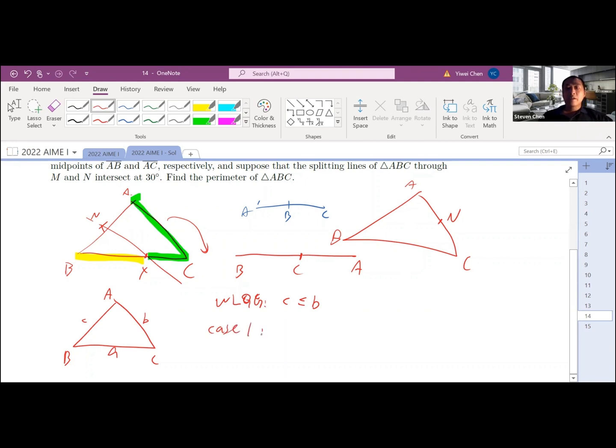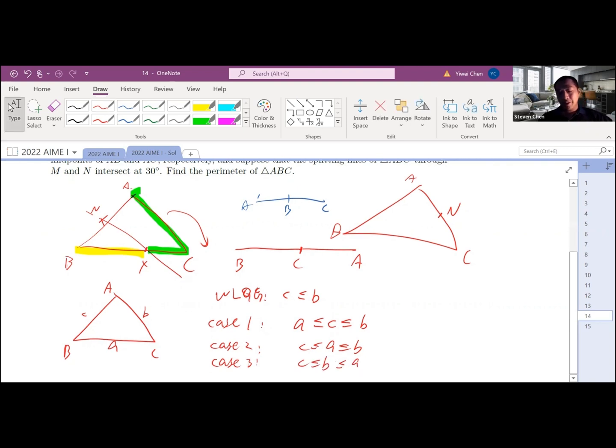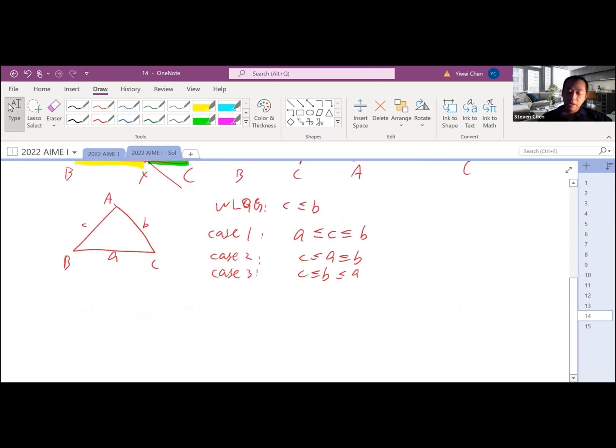For the first case, let's assume that a has the smallest length. For the second case, we look at the scenario that a is in the middle. For the third case, we assume that a is the longest one. Now let's discuss each of these three cases respectively. Let's first look at the first case, that a has the shortest length.